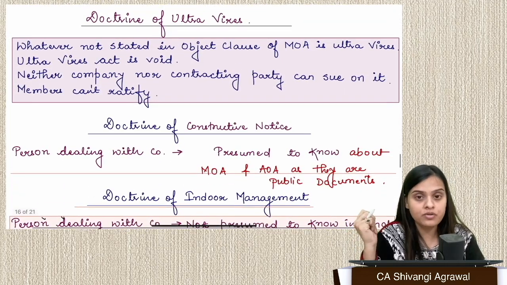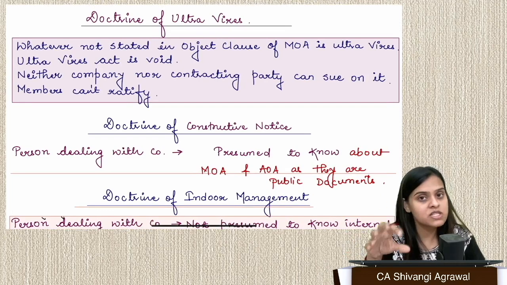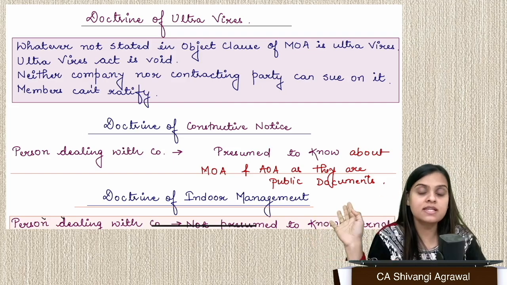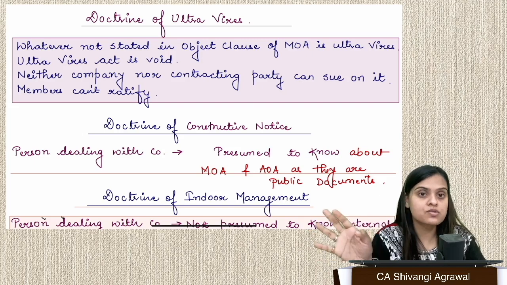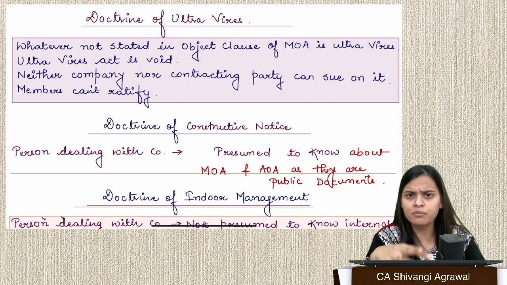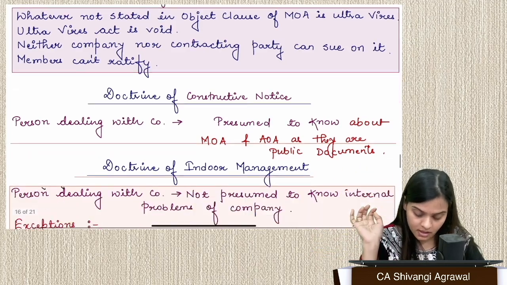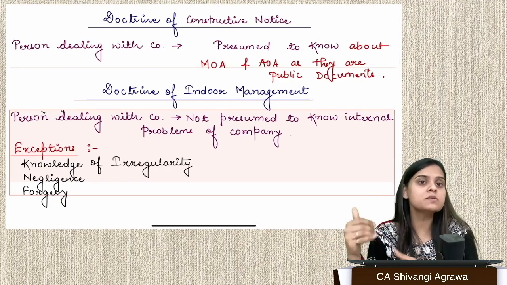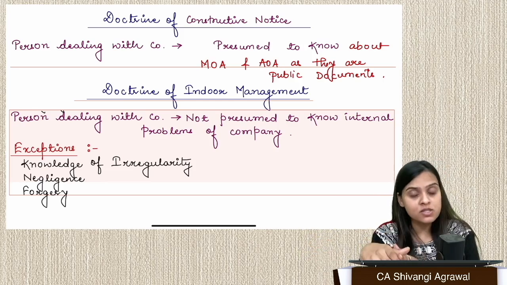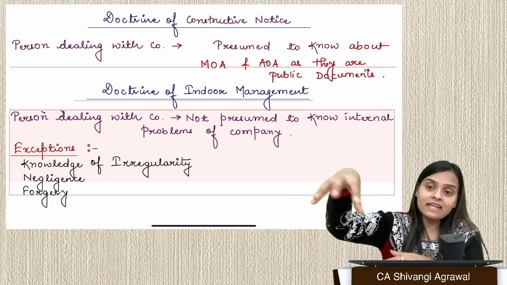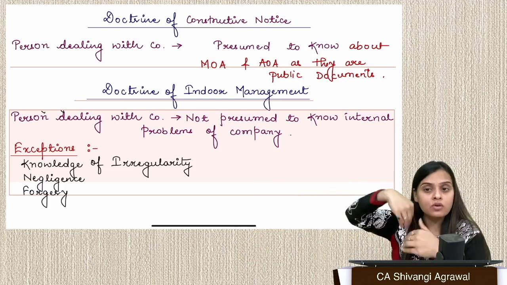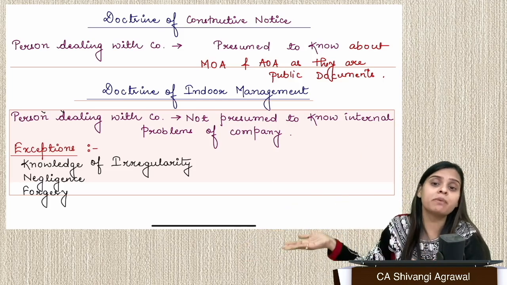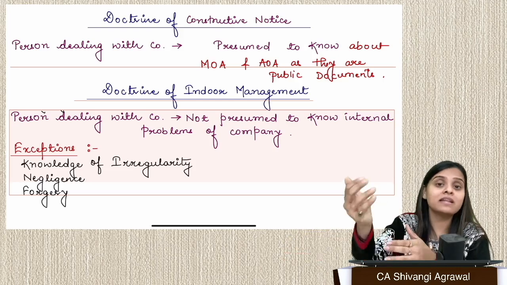Next come three doctrines. First, the doctrine of ultra vires. Ultra vires means beyond powers. So anything which is done outside the object clause of the memorandum of association is void. Nobody is going to get any benefit of the same, so neither the company nor the contracting party can sue on it. Second is the doctrine of constructive notice. Constructive means deemed, and notice means knowledge. So deemed knowledge. It is presumed that anyone who is coming to deal with the company, to enter into a contract with the company, is deemed to have knowledge of the memorandum and articles, because they are public documents once they are registered. So it is deemed that they have this knowledge.